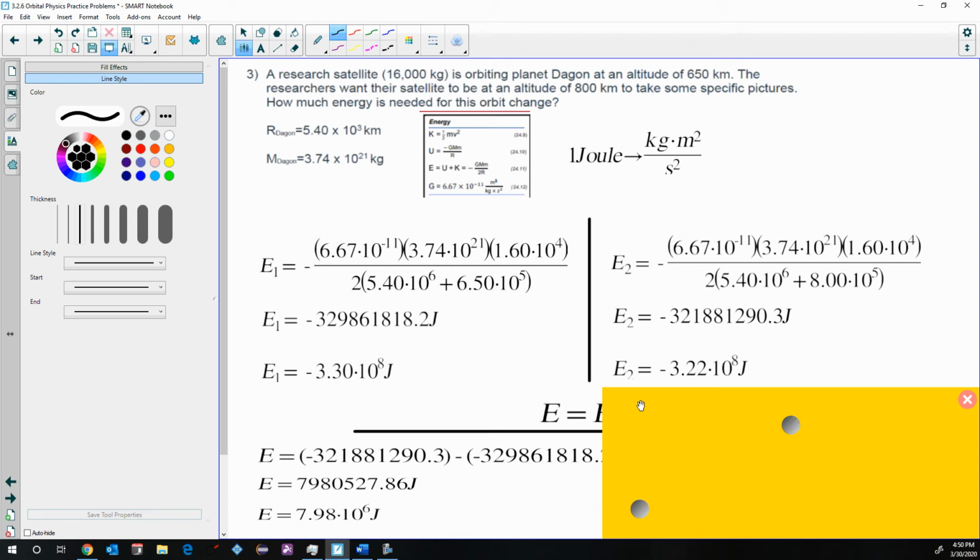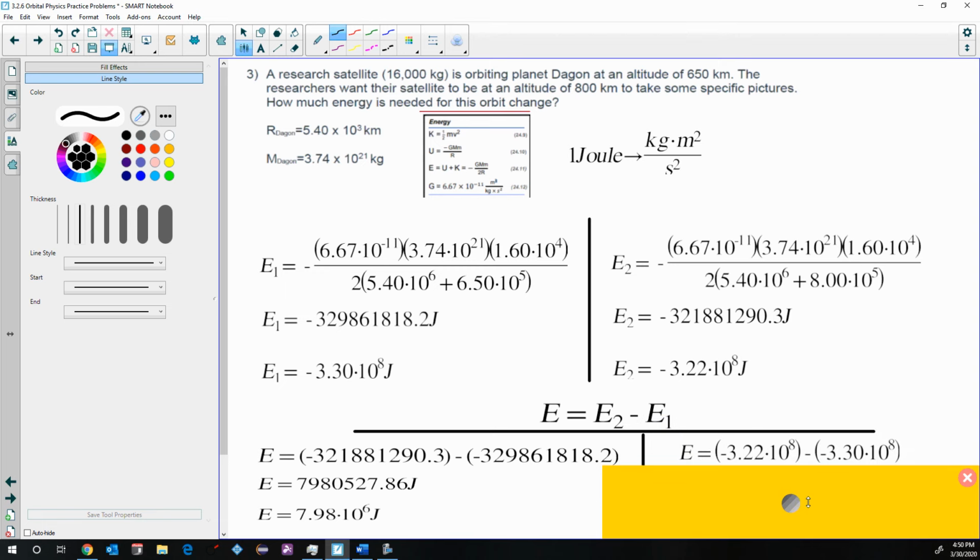And then if we did it the other way, just using the scientific notation, we're going to lose a little bit of the precision. So we subtract the two, and you're going to end up with 8.00 times 10 to the 6 joules. Neither one of those answers would be acceptable for me. But again, you can see that is the energy that it's going to take for us to boost this guy from one orbit to another.